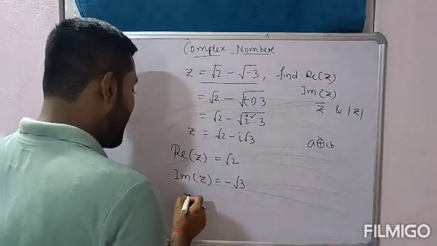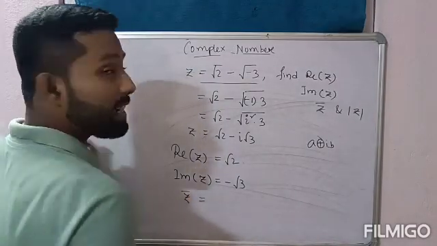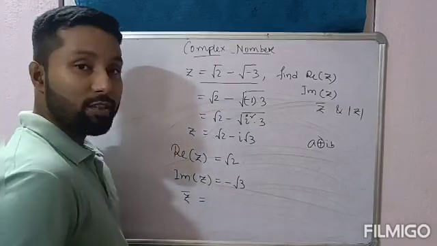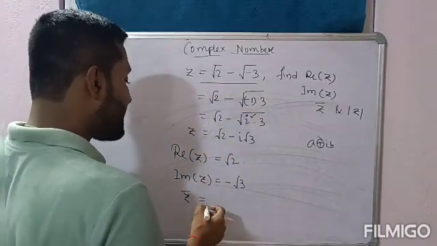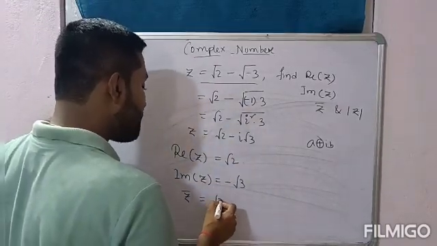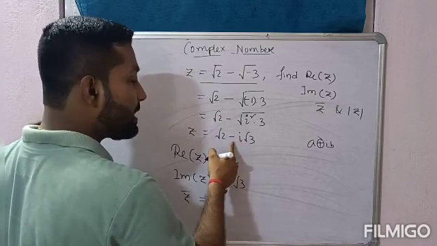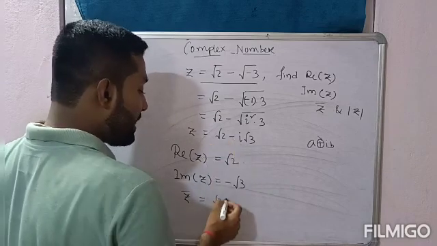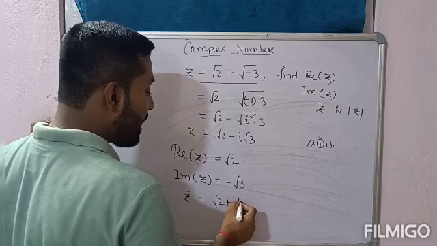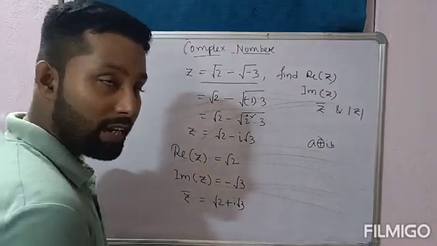ओके, नाउ z bar means the conjugate. The conjugate of this complex number. So conjugate कैसे निकाला जाता है? Conjugate means just we need to change the sign of the imaginary term. साइन यहाँ पे माइनस है तो conjugate में हो जाएगा प्लस. बस ये हो गया z बार का वैल्यू.